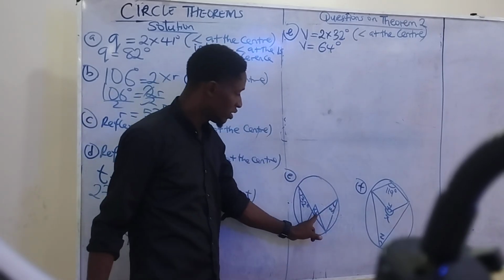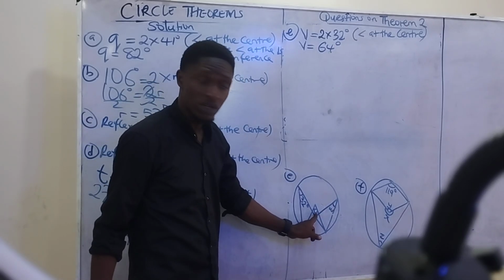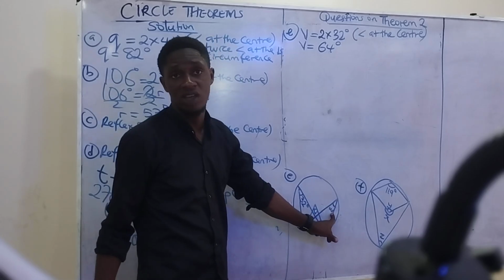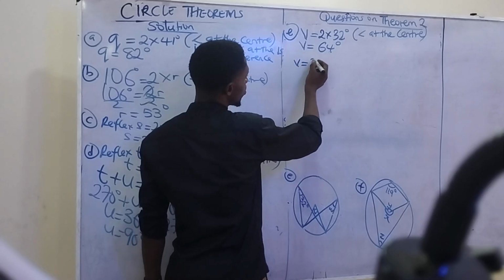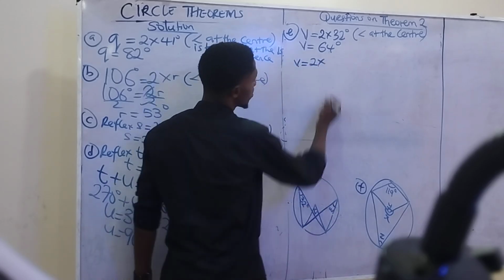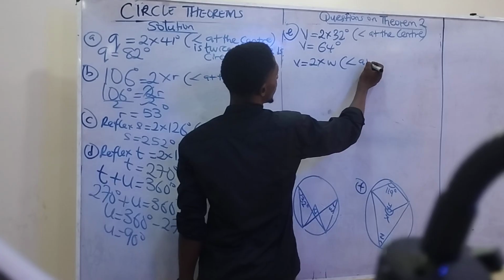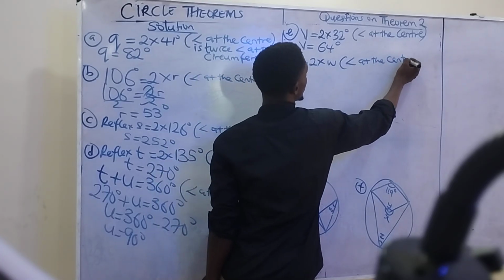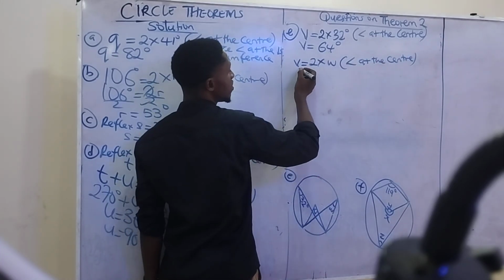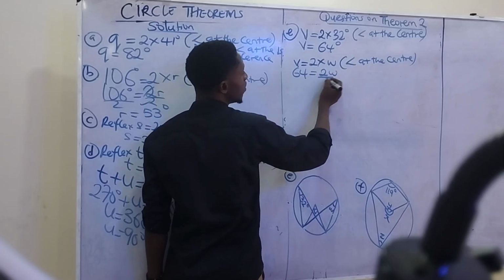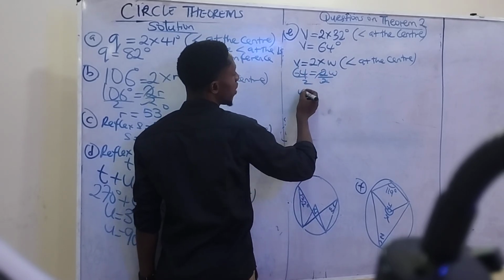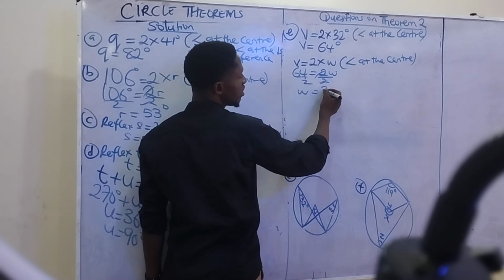Then going by this, the angle at the center is also equal to twice the angle at the circumference. So the angle at the center, which is V, is also 2 times the angle at the circumference, which is W. But we have gotten our V as 64. So 64 is equal to 2W. Divide both sides by 2. So our W, 64 divided by 2, is 32.